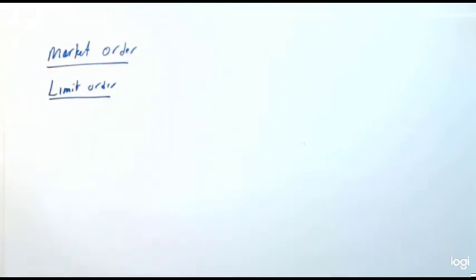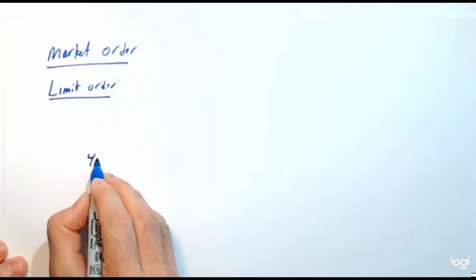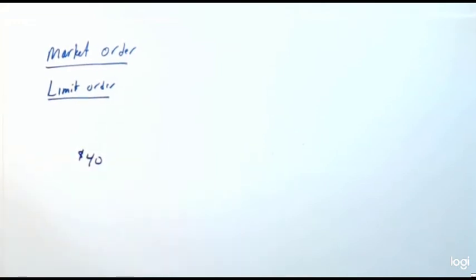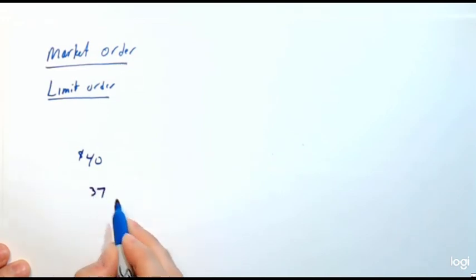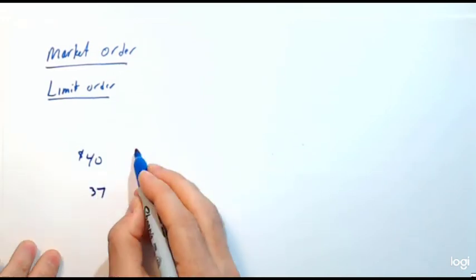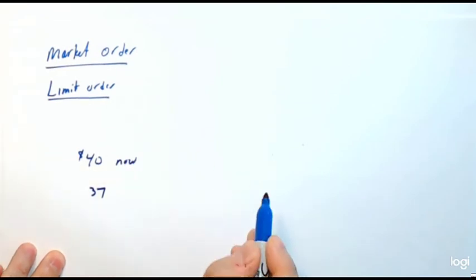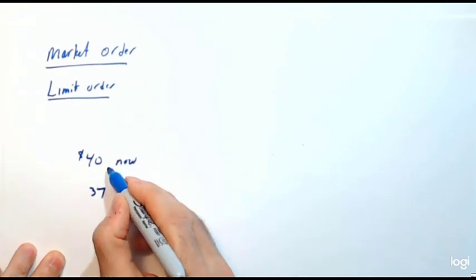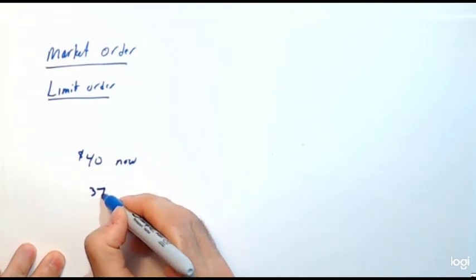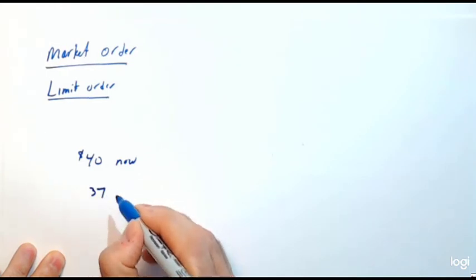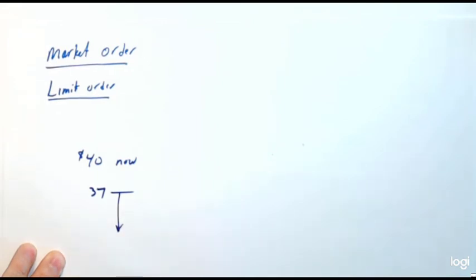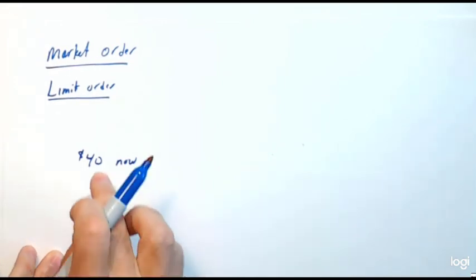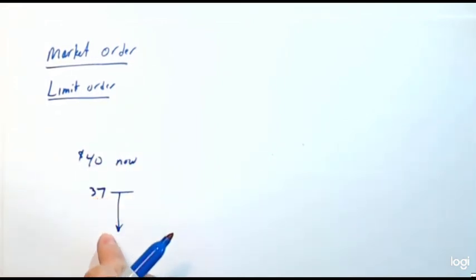Suppose you want to buy a stock, and the stock right now is at $40. You could put a limit buy order at, say, 37. So what you're saying is, look, here's where we are now at 40, and when the stock goes and hits 37, you want to buy it for $37 or less. So $37 or less is what it'll be transacted at if it ever hits 37 or less.